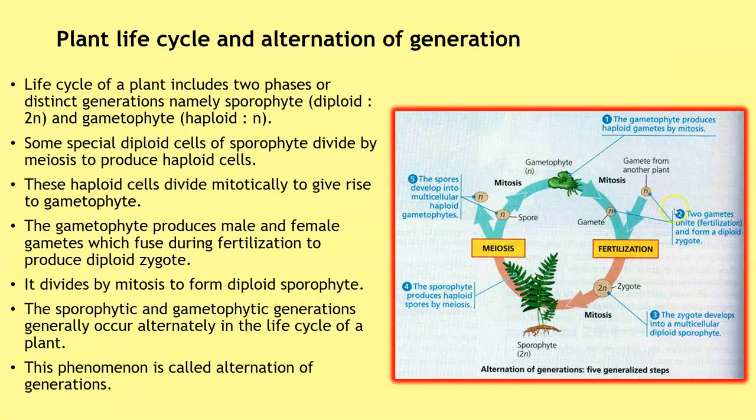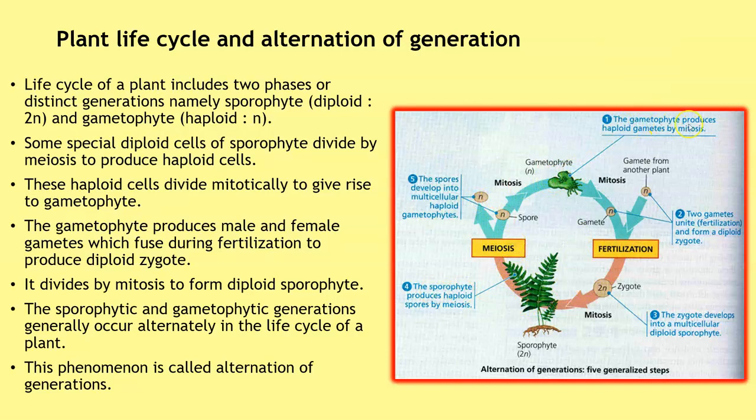So if you have a look at this image here, this talks about the alternation of generation, that there are 5 generalized steps to it. If you start here, see, you have the first step that happens.